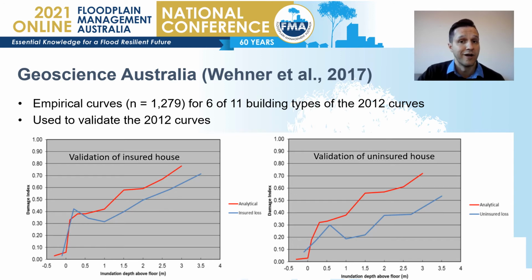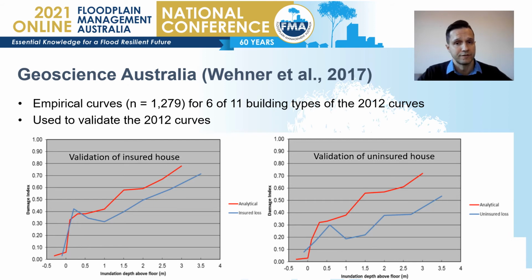Results of the validation, however, showed moderate to significant error for insured and uninsured buildings, respectively. Two examples of this error are shown here for building fabric only. The red line represents the 2012 analytical curve, and the blue line is based on actual damage observations.